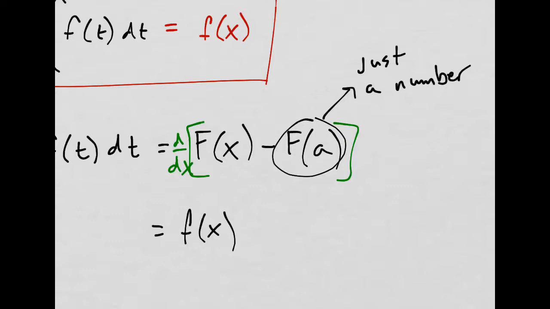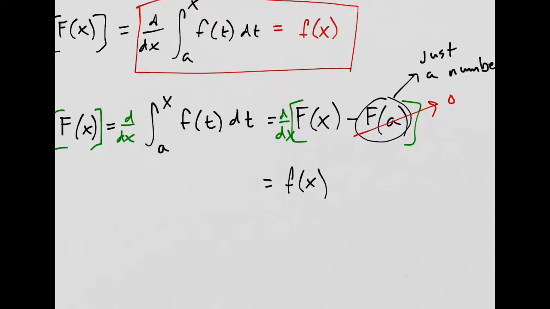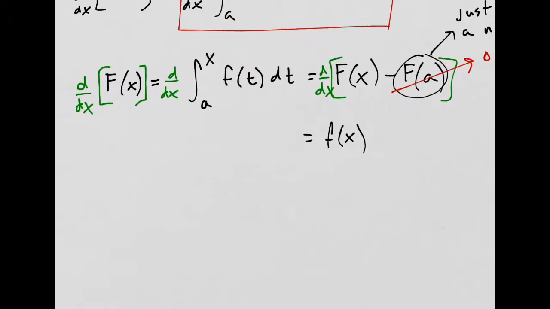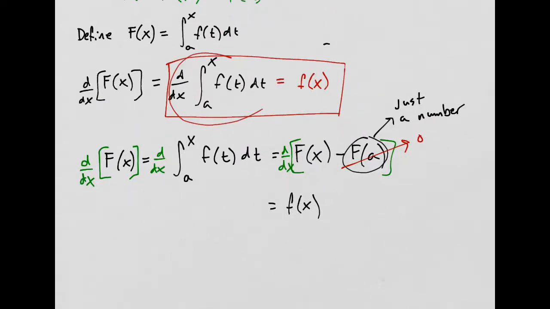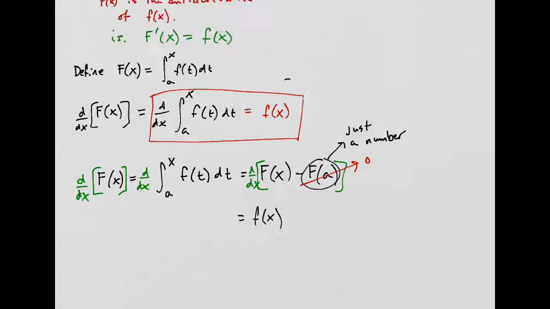So when I take the derivative of this, this will go to 0 because the derivative of a constant is 0. So there it is. That's it. If you have the derivative of an integral that's set up like this, you can just replace the t with an x. That's it. That's the second part.